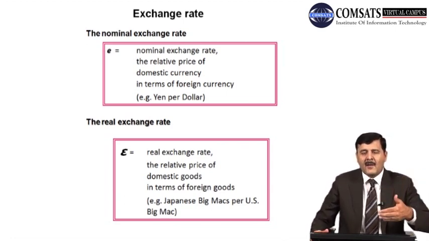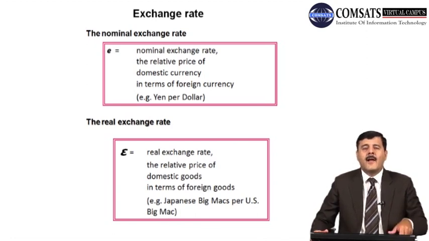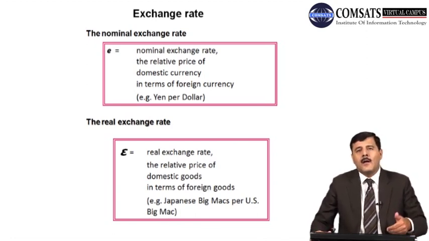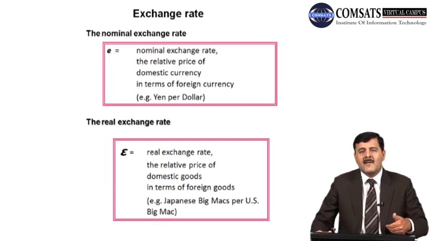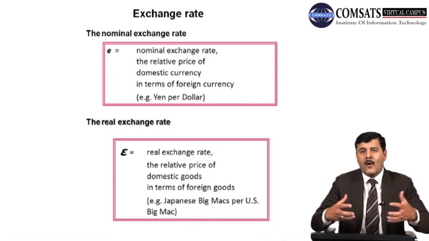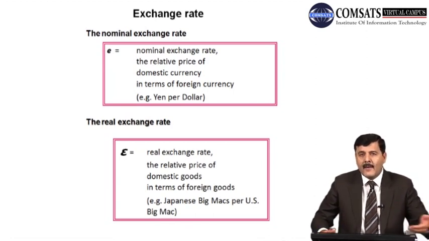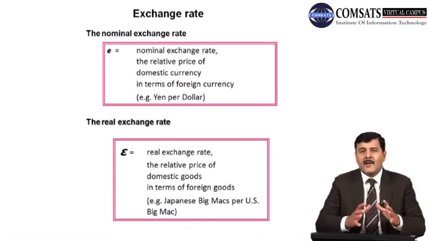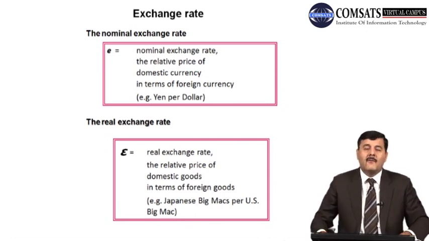And depreciation means that if currently $1 is 92 rupees and after a few days the value of $1 is 95 rupees, that tells us that the value of our currency has depreciated. So this is how currencies appreciate and depreciate, right? Whenever we talk about the nominal exchange rate, we talk about the relative price of one currency in terms of other currency.